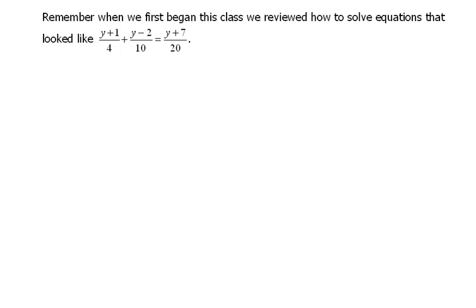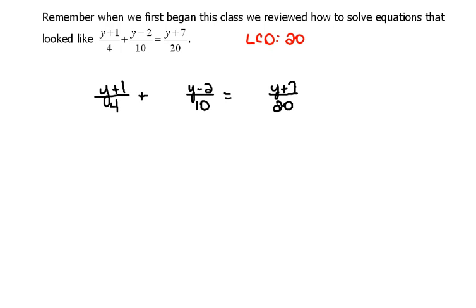If you'll remember, the first thing we want to do is multiply through by the common denominator to get rid of the fractions. So looking at 4, 10, and 20, our common denominator here would be 20. So I'm going to rewrite this problem and leave some space in between each one of those terms, because I'm going to multiply through by the common denominator. And so I want to leave some space for that. So I'm going to multiply every single term by that common denominator of 20.